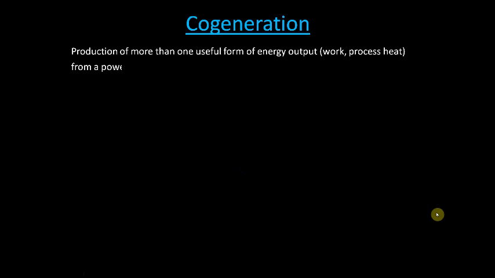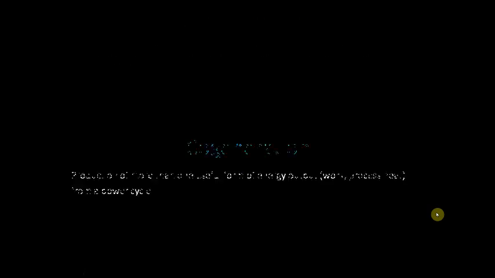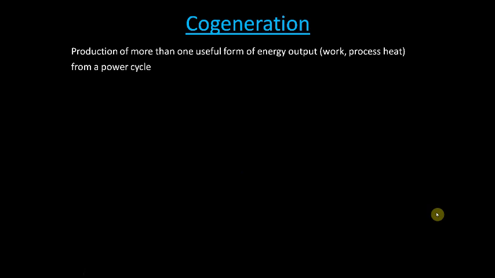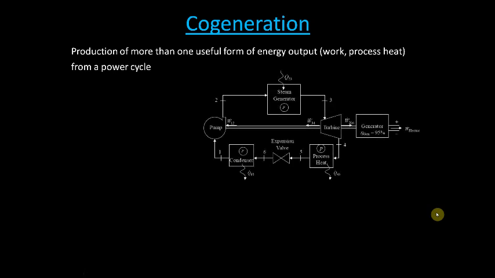Well, cogeneration is the production of more than one useful form of energy output from a power cycle. So it's a little bit easier. Let's show it on the Rankine cycle. So what we've done is we had our standard power cycle with our pump, our condenser, our steam generator, our turbine, produces some output. But then we've said, hey, we're going to add this other system called process heat. Okay, and it shows up right here after the turbine.